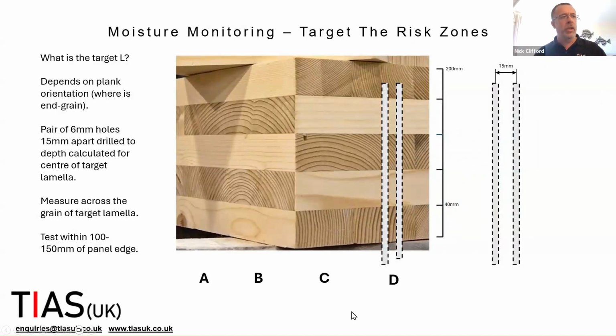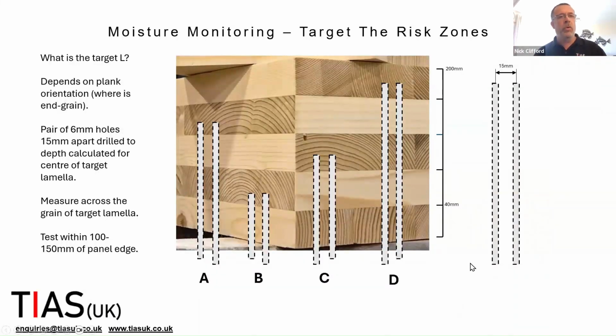Now, if I'm going to be measuring on the second lamella, I will be making my holes much shorter. If I drilled them up to this height here, I'm going to get a dry reading with my insulated probes. But this is where the moisture uptake would be. And so what we do is we target our moisture monitoring deep probe holes to the correct lamella.